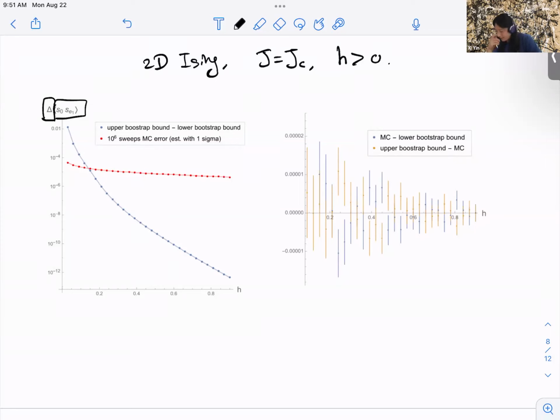This just shows that the upper and lower bounds from the convex optimization are actually very non-trivial, and they are sensitive enough to rule out the Monte Carlo results if you don't have enough statistics.